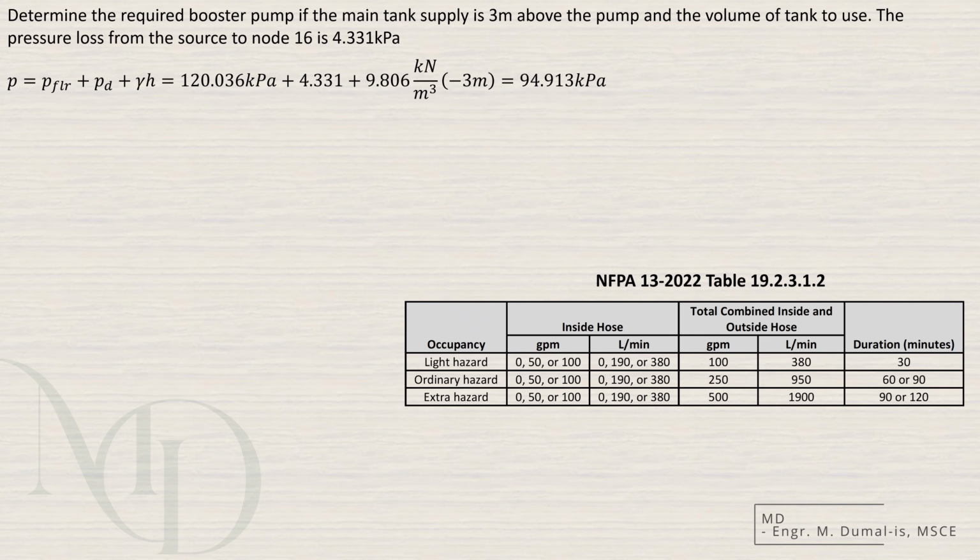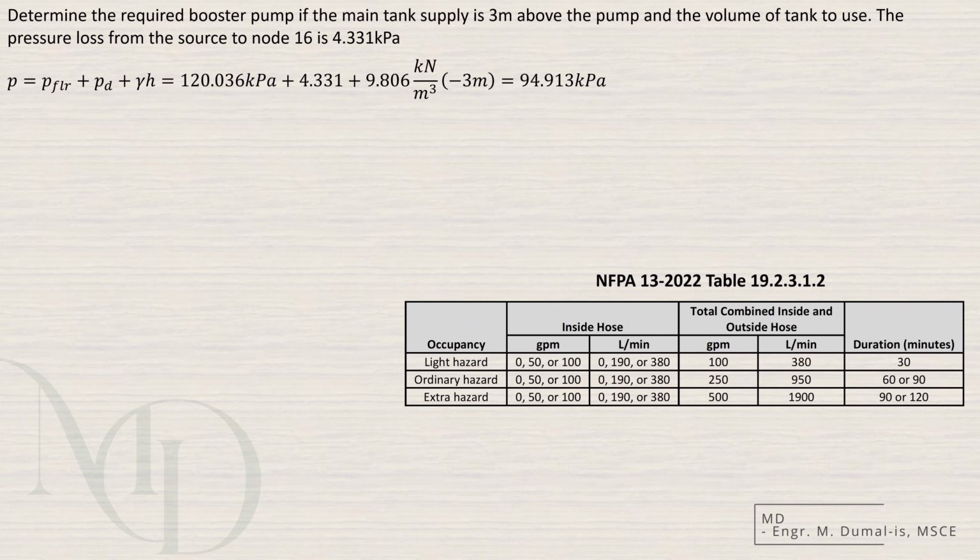Starting from the final pressure we obtained in example number 4, which was 120.036 kilopascal, we will solve for the required pressure at the pump. We will add the given pressure drop of 4.331 kilopascal and subtract the pressure equivalent of the 3-meter elevation. This elevation provides a positive head of around 29.43 kilopascal. After adjusting, the required pump pressure comes out to about 94.937 kilopascal.